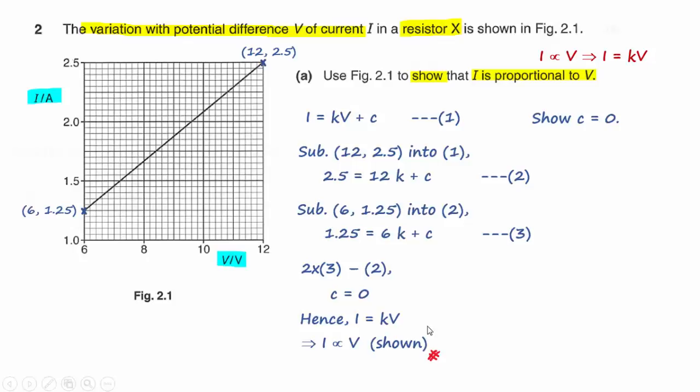Before we move on to Part B, you may want to quickly think about the implication of this calculation, as we know that we will be placing this resistor X into a circuit. Since I equals kV, rearranging the equation, we will have V over I equals 1 over k. Since k is a constant, V over I is also a constant. And what is V over I? V over I is the resistance R, and that tells us that resistor X is actually a constant. Let us keep this in mind when we solve the questions in B.